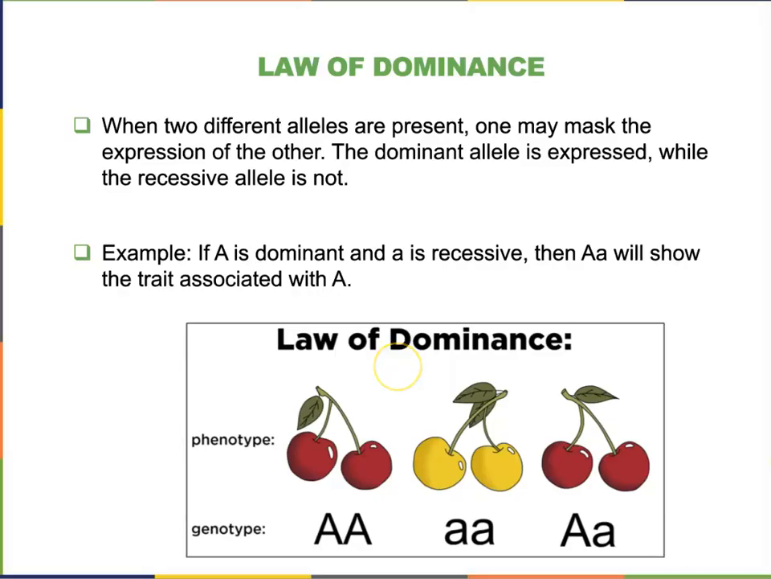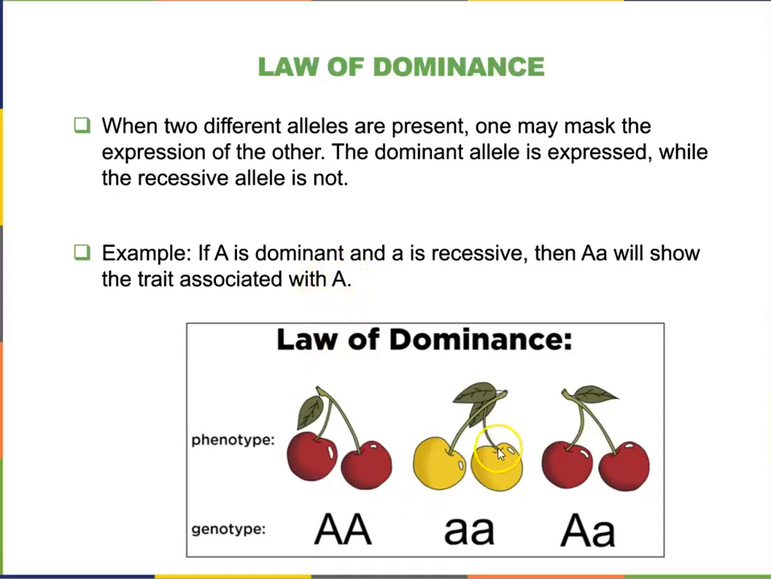The law of dominance states that when two different alleles are present, one may mask the expression of the other. The dominant allele is expressed, while the recessive allele is not. If uppercase A is dominant and the lowercase a is recessive, then the heterozygous combination of one uppercase A with one lowercase a will show the trait associated with uppercase A.